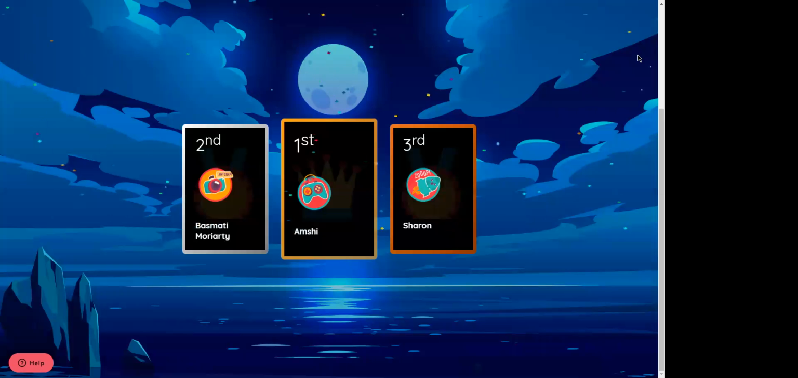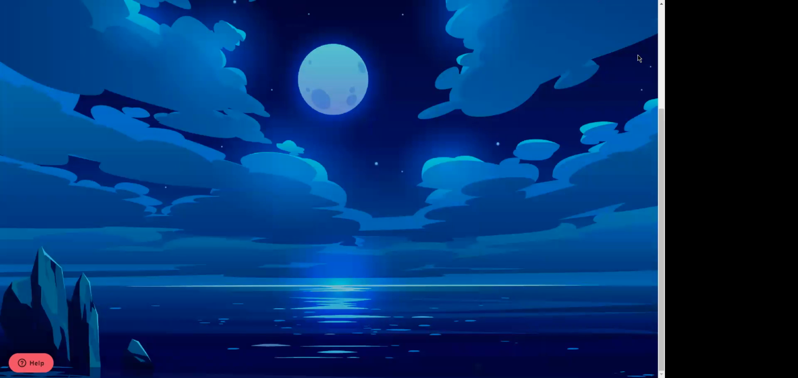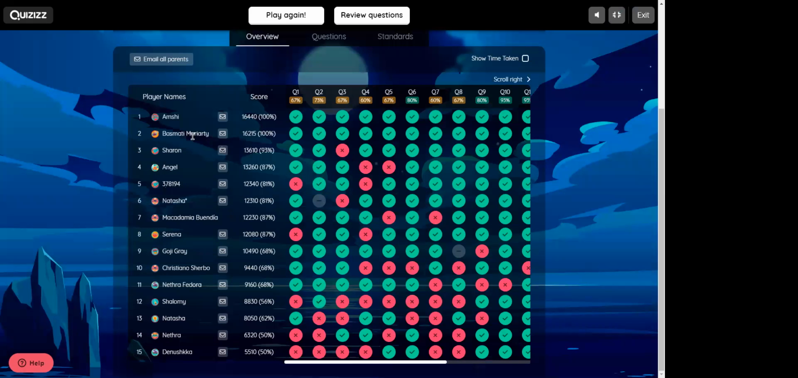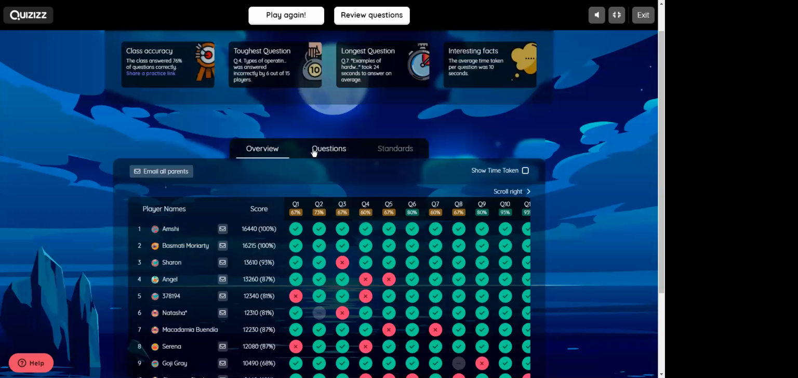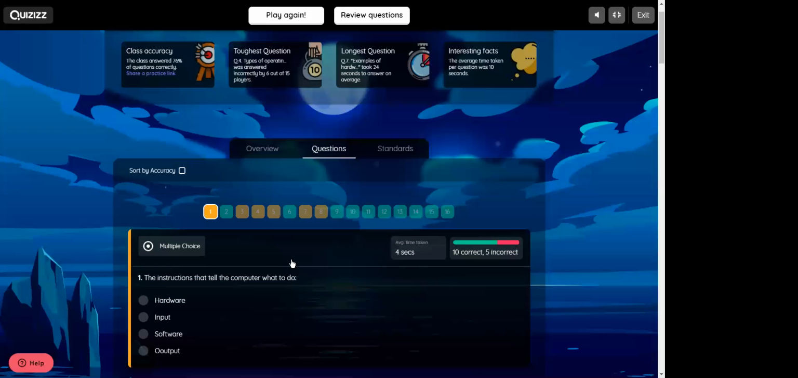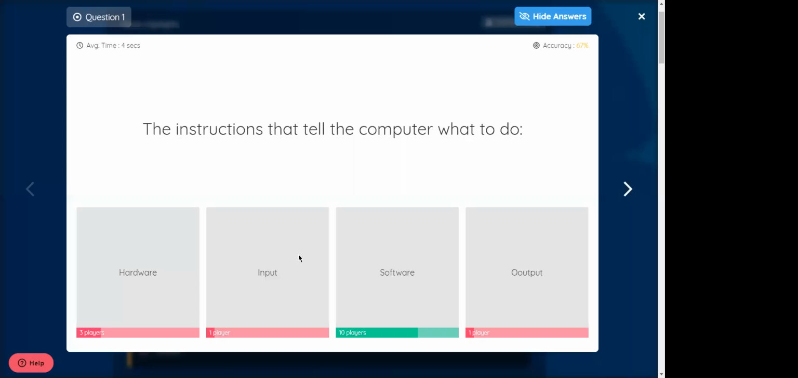Okay. So first is Amshi. Second is Sharon. Third is Angel. These are not our students, some external participants. So let's see the questions.